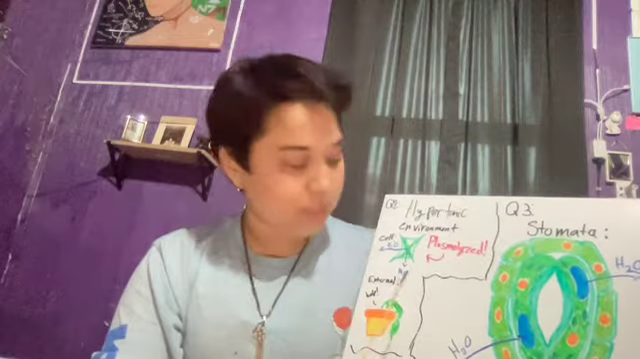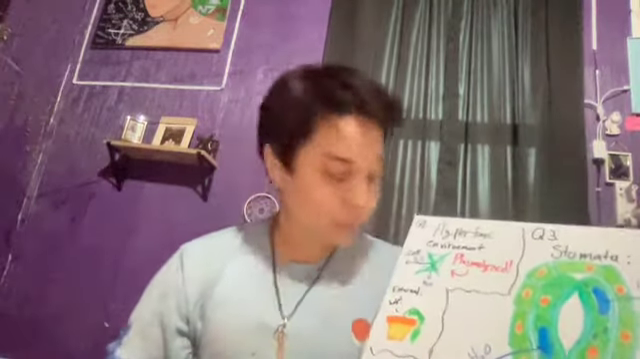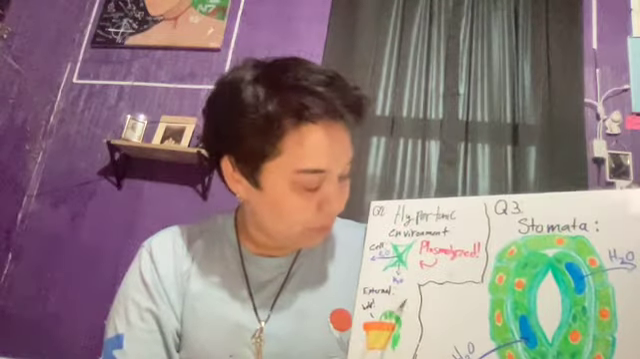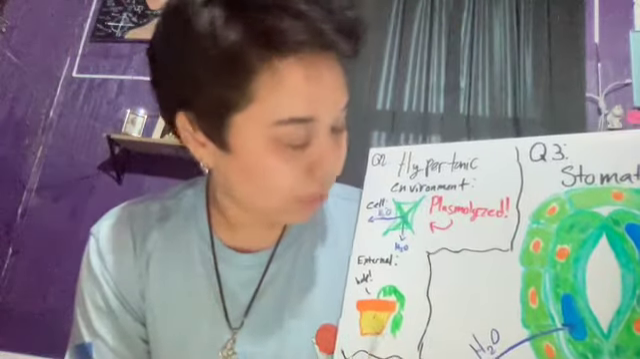There's not enough water to help it out. So that's what happens to a cell. That's what happens to a plant in specific. This is what happens to a plant on the cellular and external level. So that's my answer for question 2.